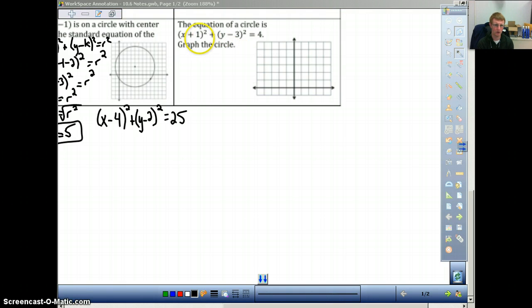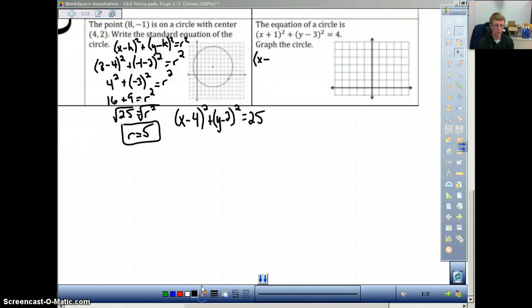Okay? So let's look at the second example. These ones are a little bit easier. We just want to graph it. So what we're going to look at here is notice we have a plus 1. That gives us a little bit of a problem, because if we were to write this equation out properly, it would be x minus. Notice the standard form of the equation is always x minus, y minus. So if it's plus, then that means we have an opposite, which means it's x minus negative 1 squared plus y minus 3 squared equals, and then what we want to do is take the square root of that, so that's the same thing as saying 2 squared.